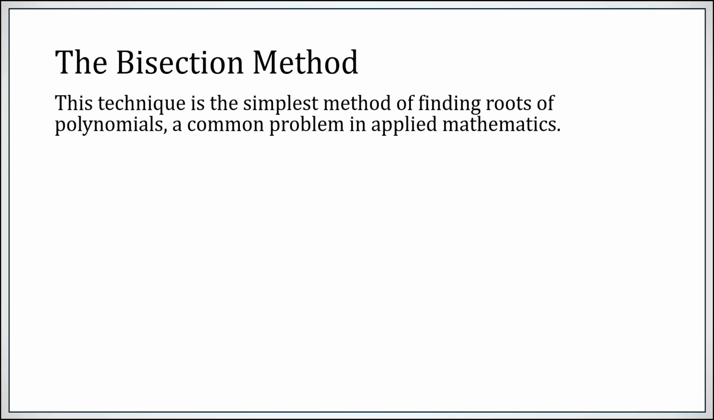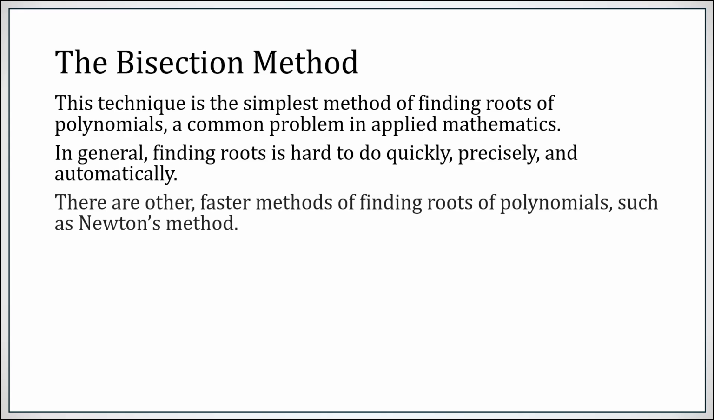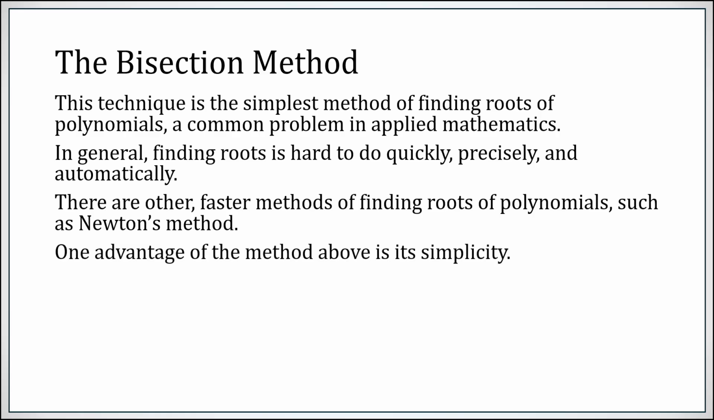This is the simplest method to find roots of polynomials, and finding roots of polynomials is a very common problem that shows up. Now, in general, finding roots to functions is actually quite difficult to do quickly, precisely, and automatically. There are, in fact, better ways of doing it for polynomials. Newton's method is the one that comes to mind. But one advantage of this bisection method is that it is extremely simple. It's just check, move to a new interval, check the midpoint, move to a new interval, check the midpoint, and you just keep doing that.